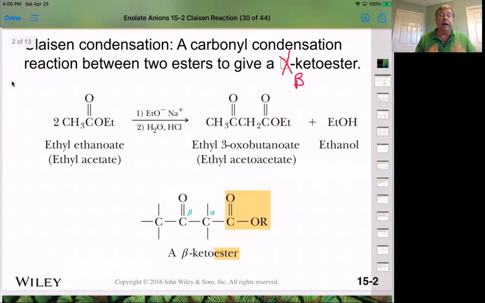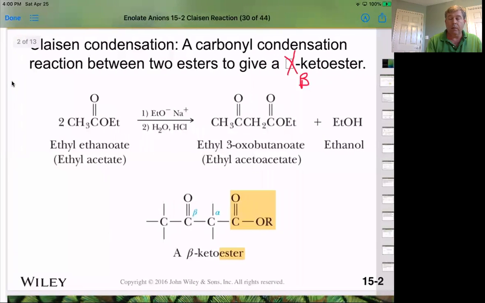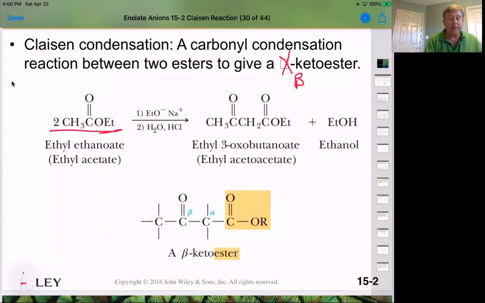So remember, our alpha carbon is the carbon next to the carbonyl. That means our beta carbon is one more carbon over. Therefore, we have a 1,3-dicarbonyl compound from the product of this. Okay. So looking at that right here, the way we start this is we take an equivalent of our ester that we have. And remember, it has to have some alpha hydrogens on it so we can make our enolate.